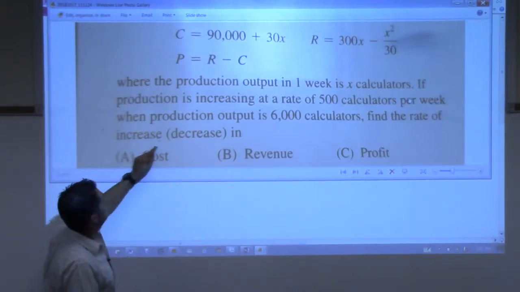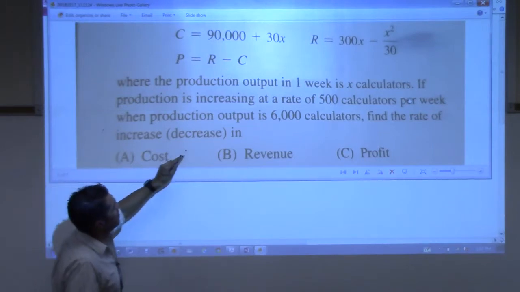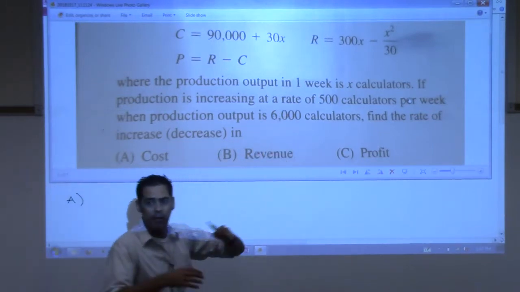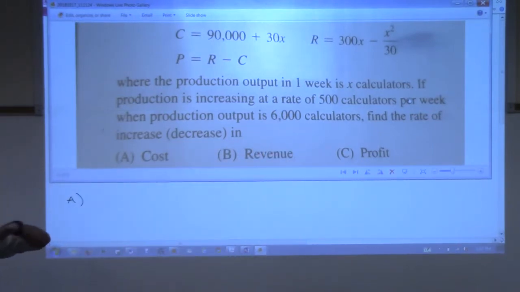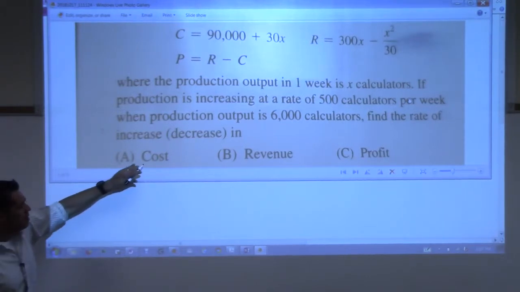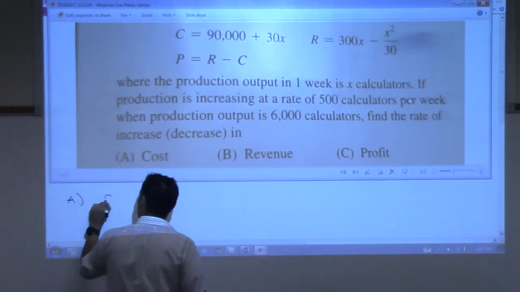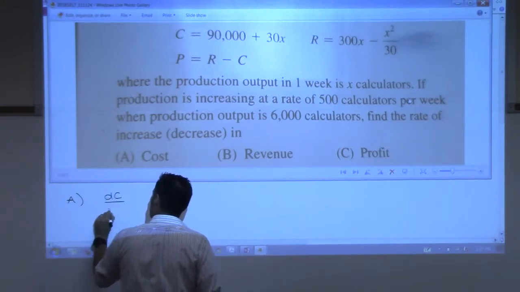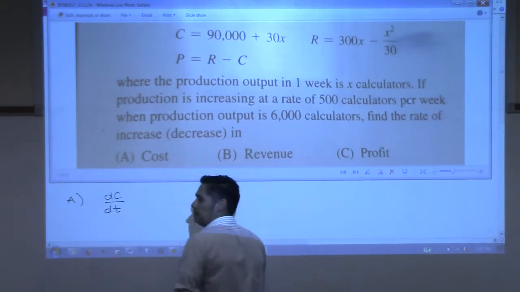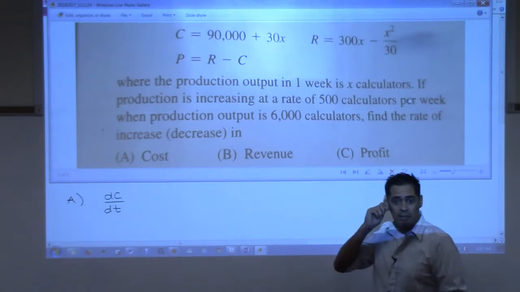We're trying to find the rate of increase and decrease in cost if we are changing our rate of production per week. When you see here week, is that a measurement of time or is that a measurement of how many calculators are made? Time, right? A week is a measurement of time. So this first part is asking us for dC/dt. That's what we want.